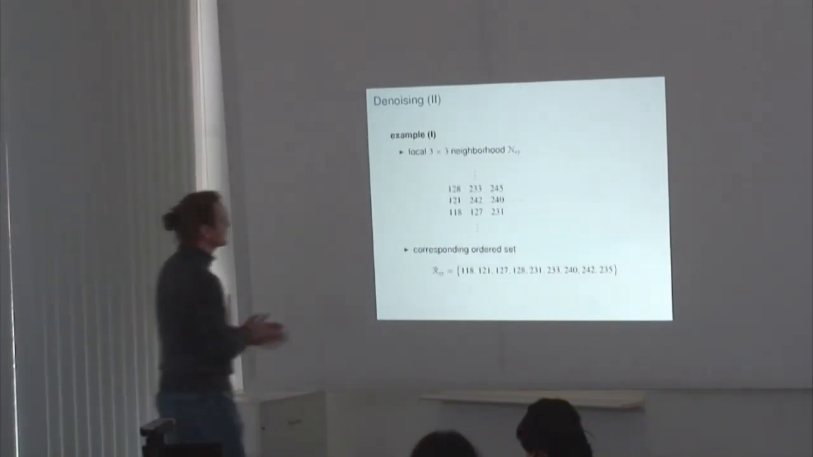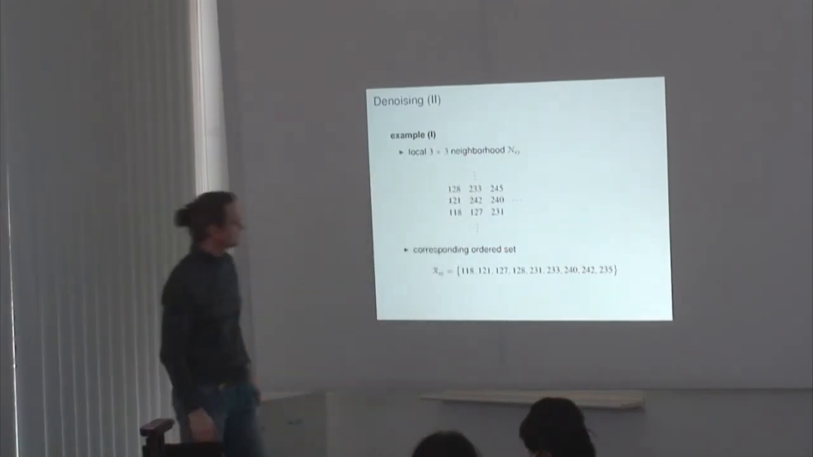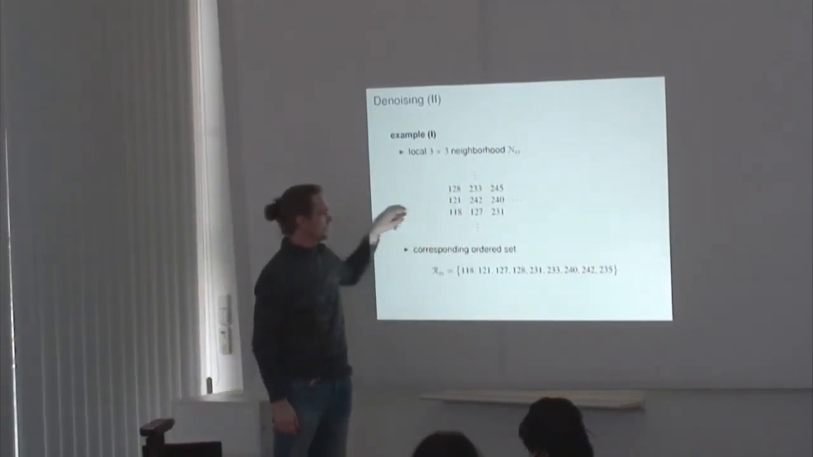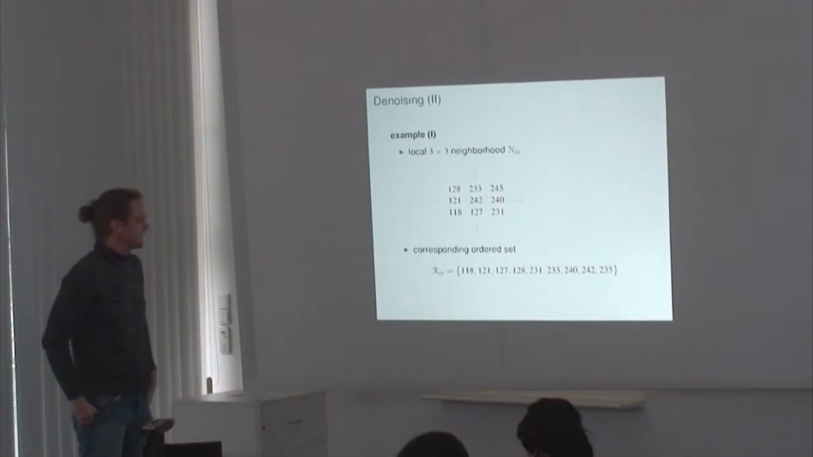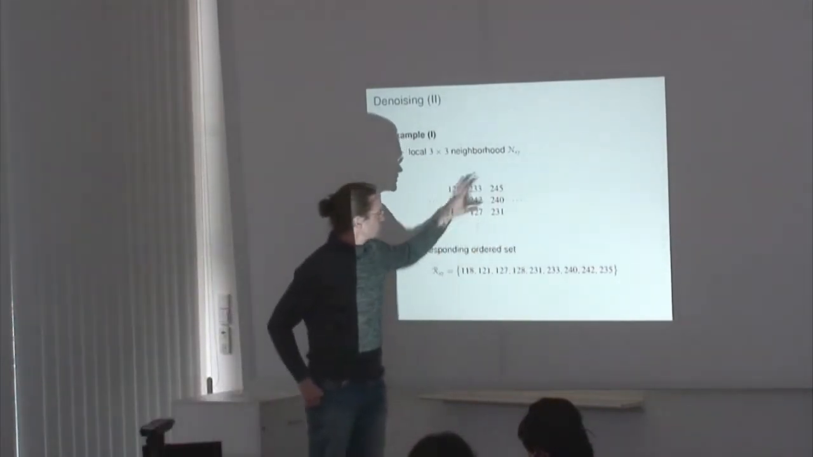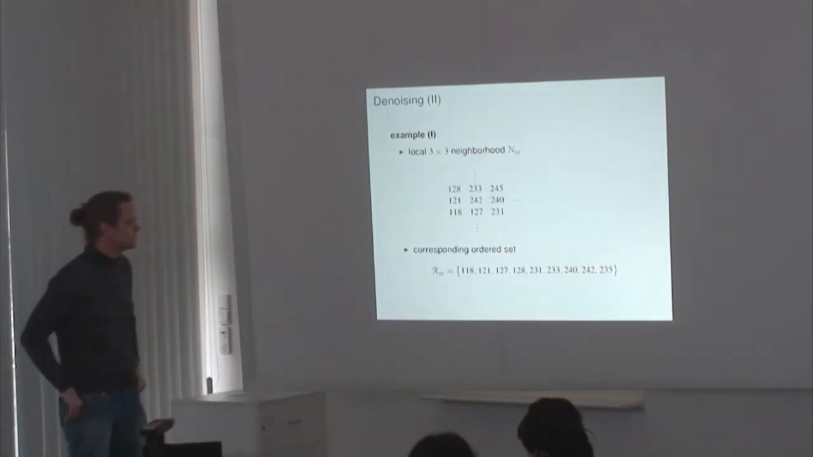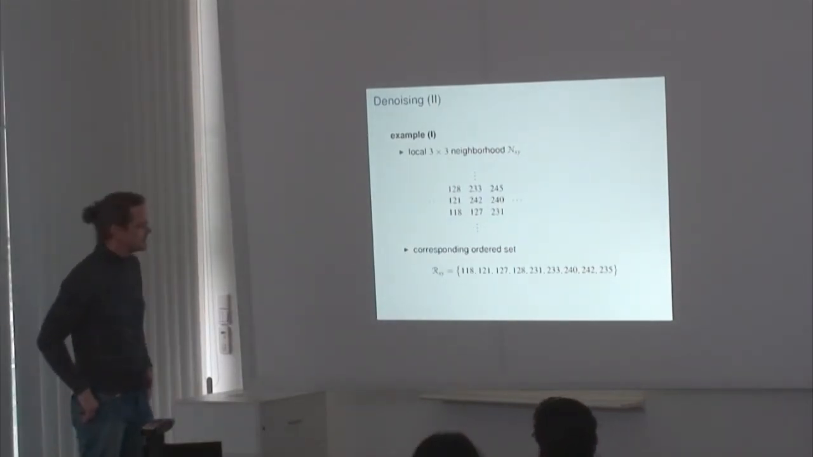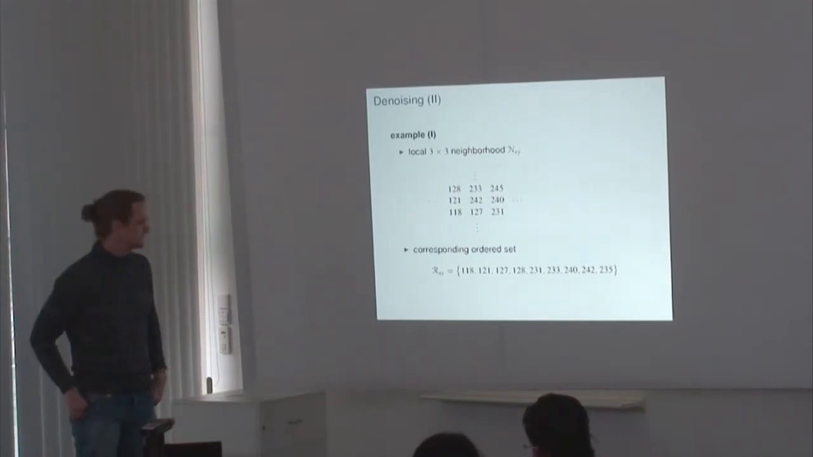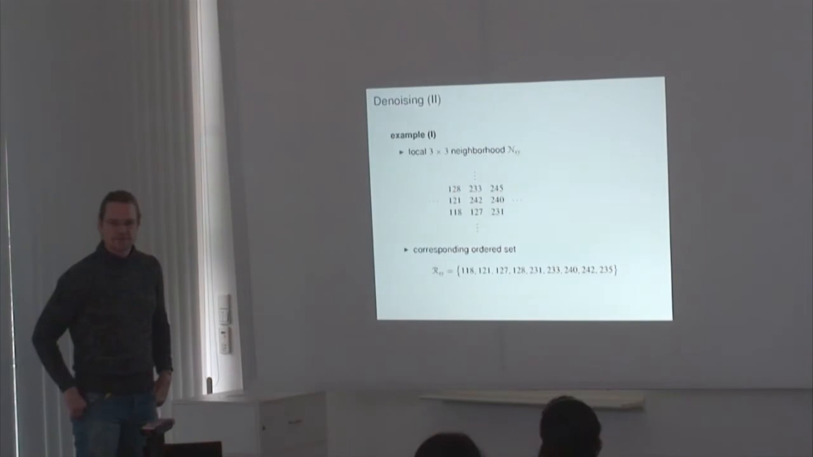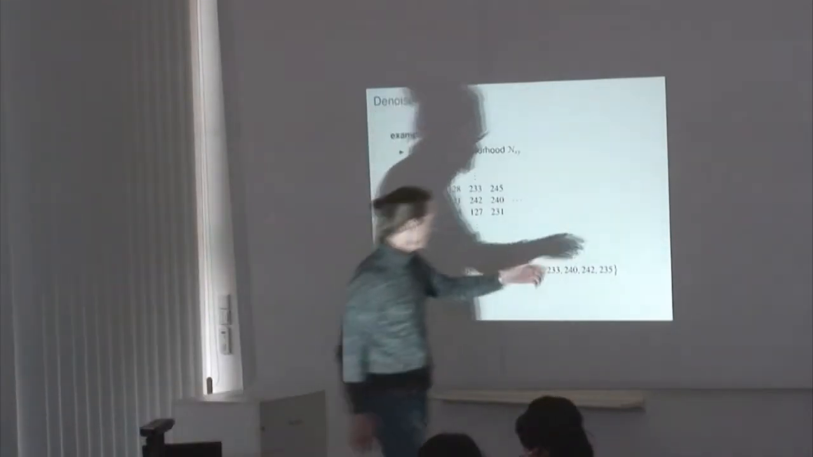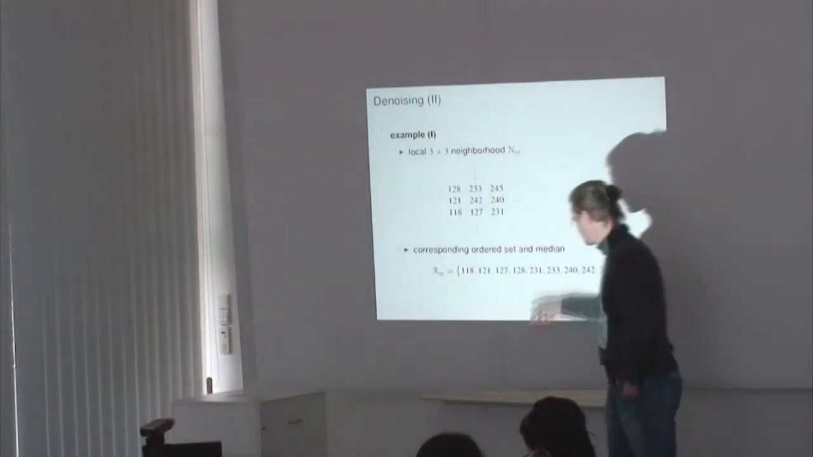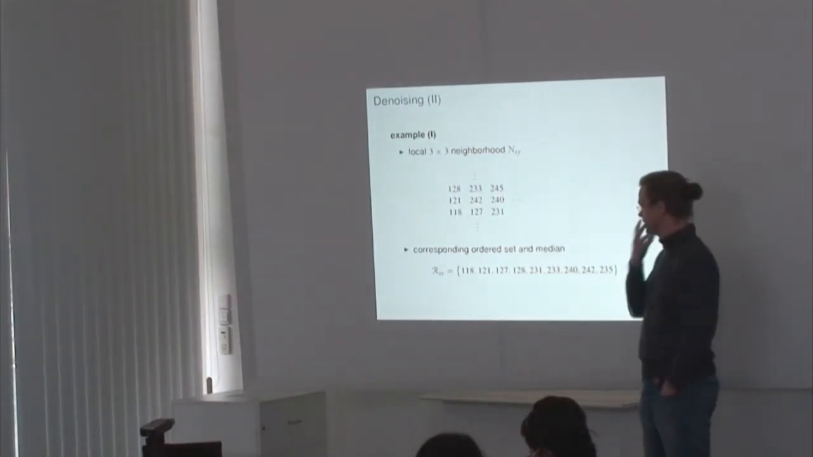Okay, here is an example of a pixel, and we are looking at a certain x and y coordinate, and we have a 3x3 neighborhood. And here is the ordered set of all the pixel values, gray value pixels in this neighborhood. What is the median? Exactly, 231. Because we have 9 numbers, and one of them is exactly in the center, and this is the median.